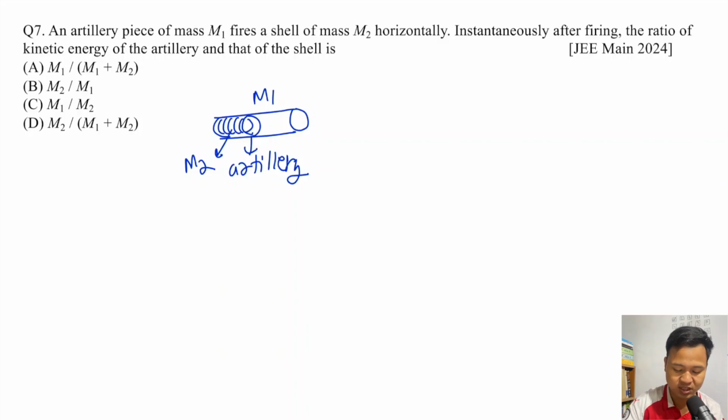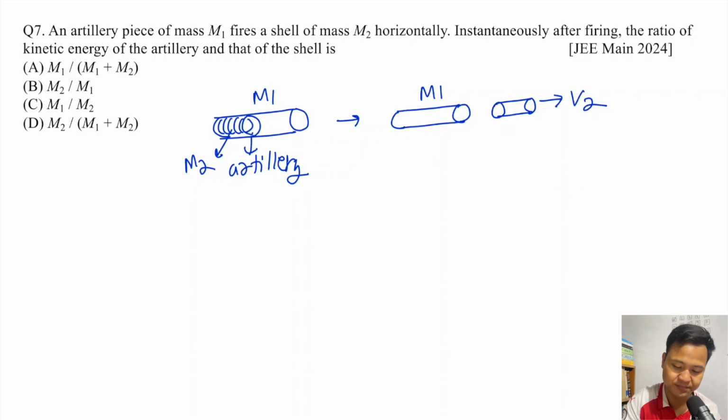Bullet jong changlo, artillery jong changlo na initial acho ke fire masanga cho. So after firing, so what will happen? Artillery to m1 is a bullet to leng dot acho chala. So now the bullet is flying outside. Speed of bullet na v2 tiute. Mass to m2 na je.